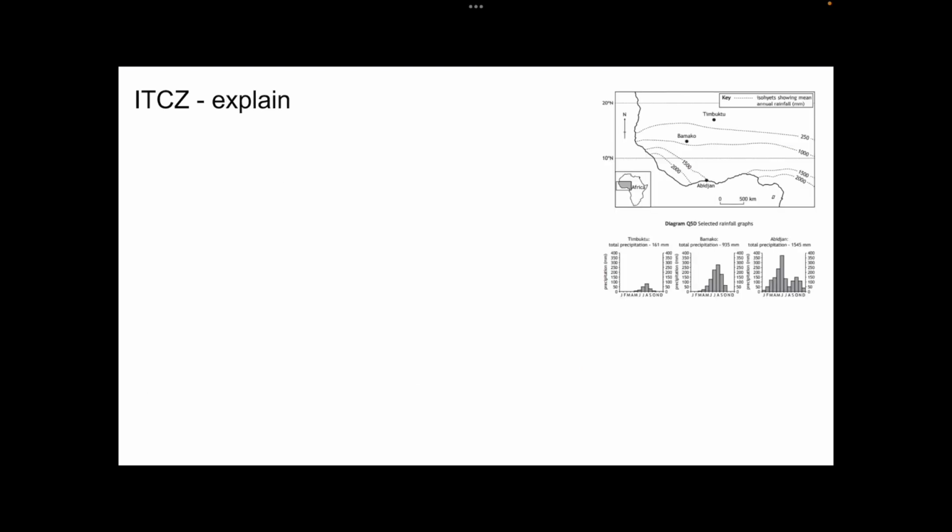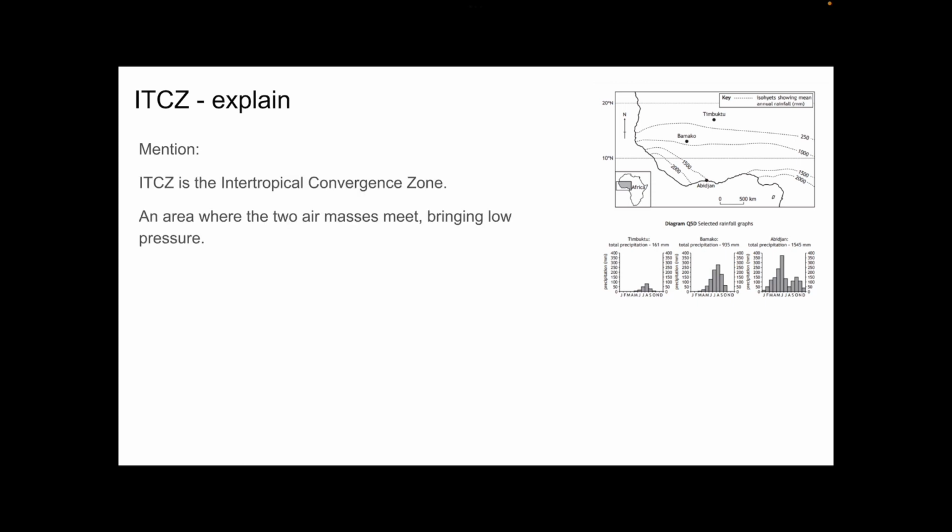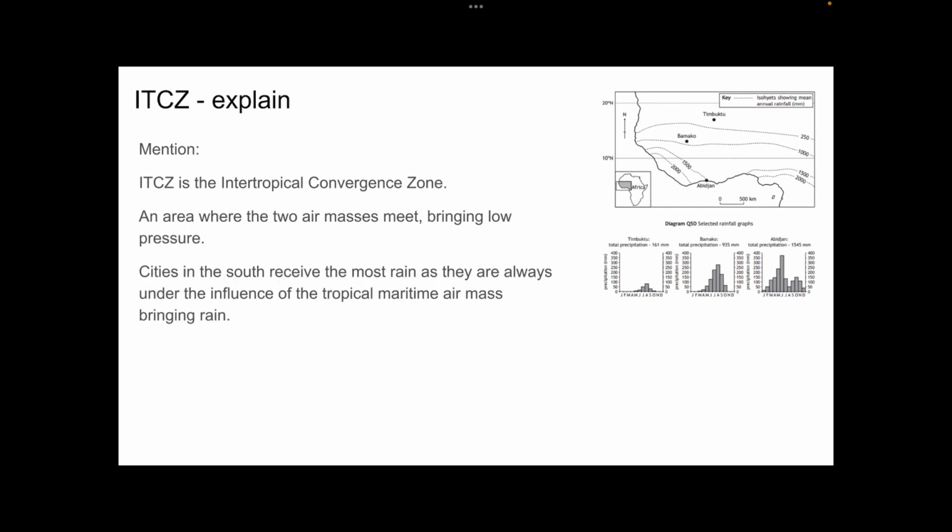Now, in terms of the explanation, that's a little bit more, you kind of just need to learn it. Okay, so there's key things you want to mention. So the ITCZ is the Intertropical Convergence Zone. You'll get a mark for that. It is an area where 2 air masses meet, bringing low pressure. Again, you'll get a mark for that.